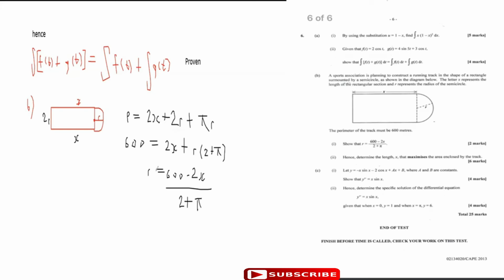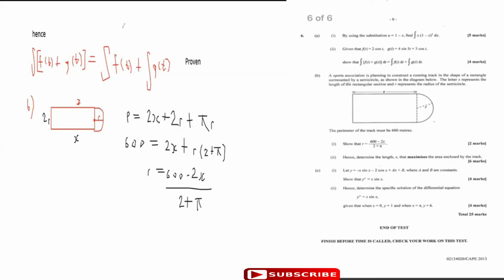Now let's look at the next part of the question. The next part goes by asking, it says, hence. I want to pause when it says hence. Hence, meaning we have to use this knowledge somewhere, some way, somehow. It says, hence, determine the length of x that maximizes the area enclosed by the track.